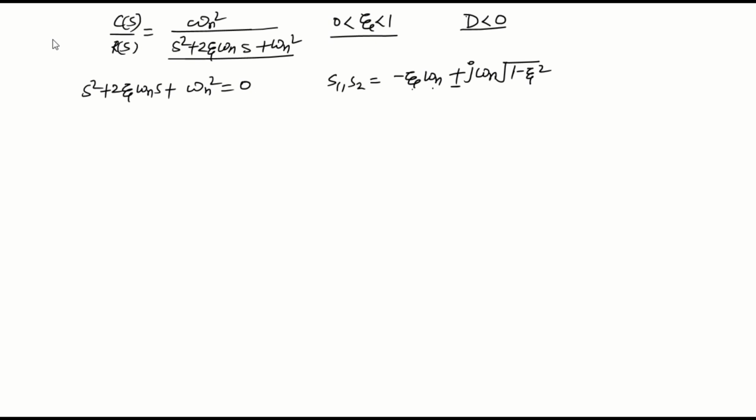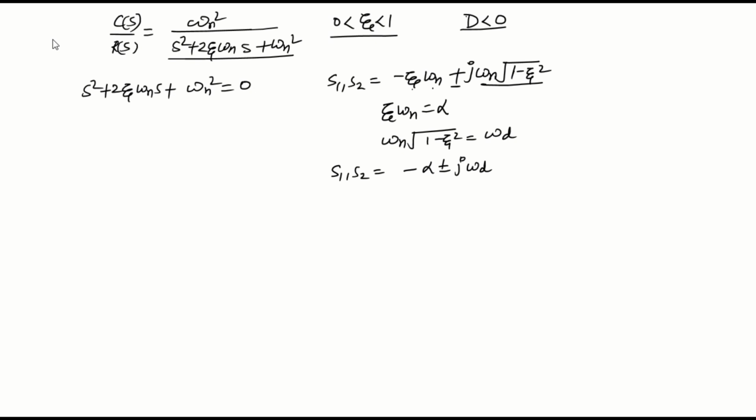In this equation, let us assume that zeta omega n equals alpha, and we already discussed in the previous class that omega n square root of 1 minus zeta square is omega d, which is the damped frequency. So the roots s1, s2 will be minus alpha plus or minus j omega d.